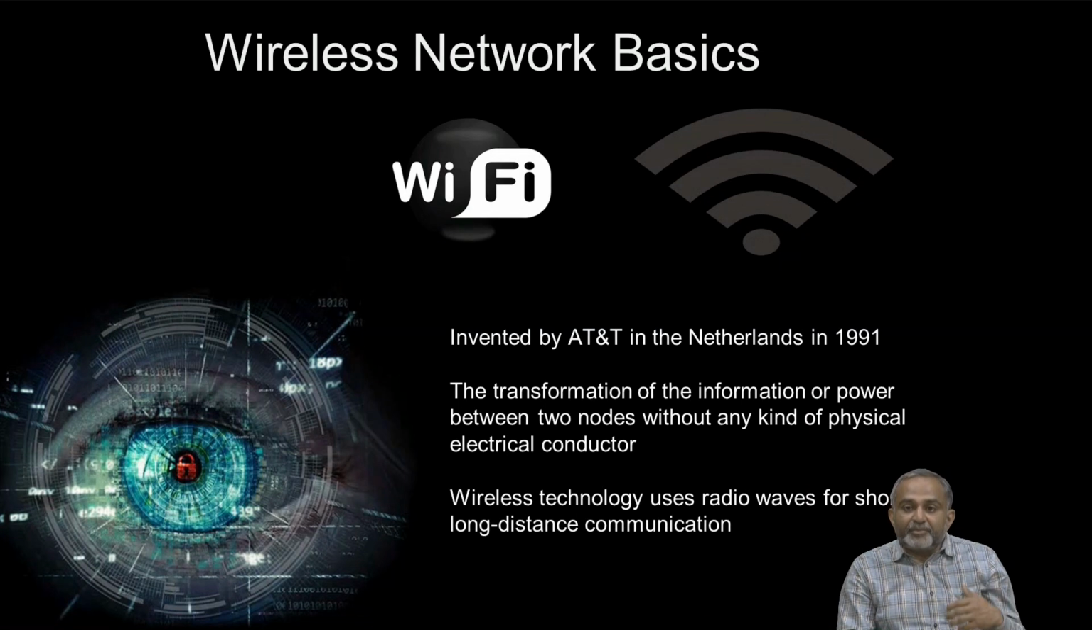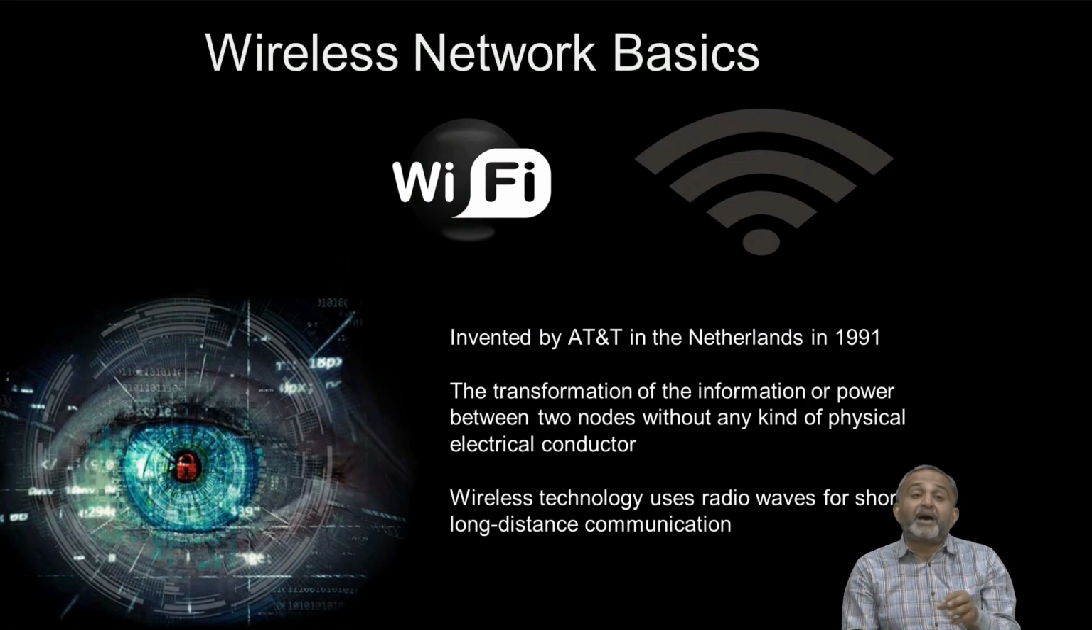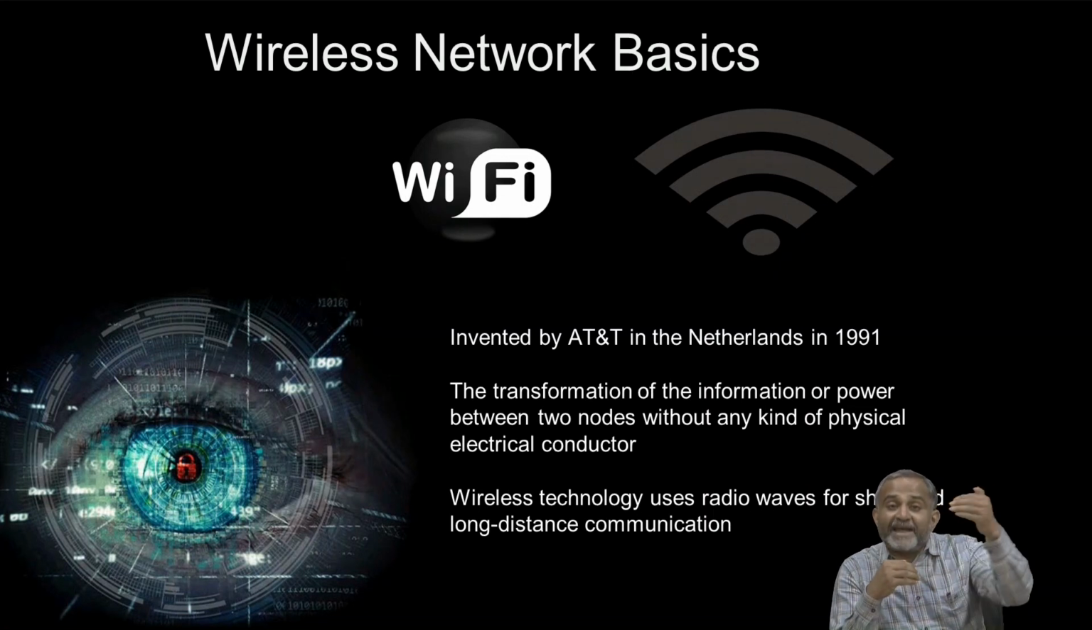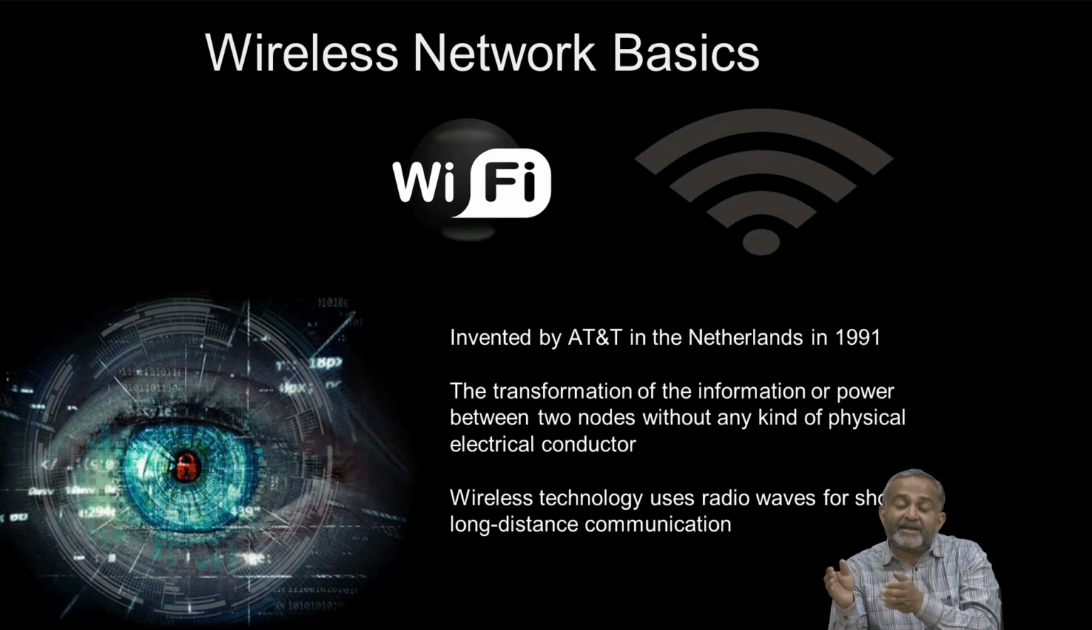That means the communication should be without the use of cable, and the entire concept was conceptualized from the earlier introduced concept of radio frequency. With the help of radio waves, wireless communication happened. But it was challenging for the researchers to send the data in digital form, in the form of electromagnetic pulses, and the first wireless network was invented by AT&T in the Netherlands in 1991.